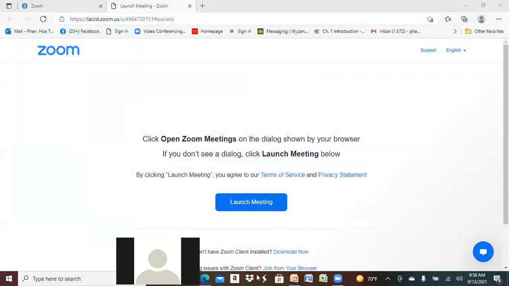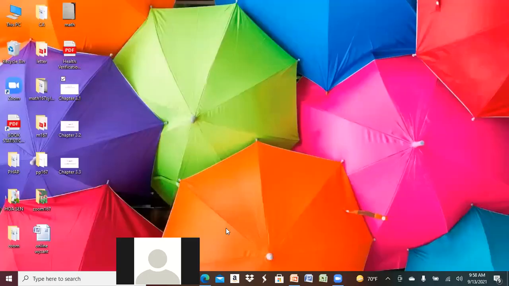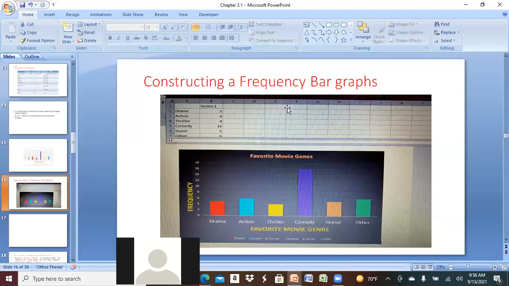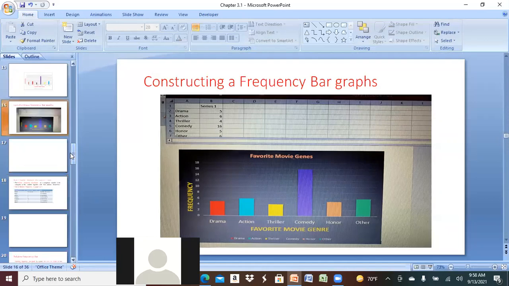And now we continue with the frequency bar. You go to the work document and you type the drama, action, thriller, comedy, horror, and other. This is the number, and you will get the chart. You have to know how to control the frequency bar.